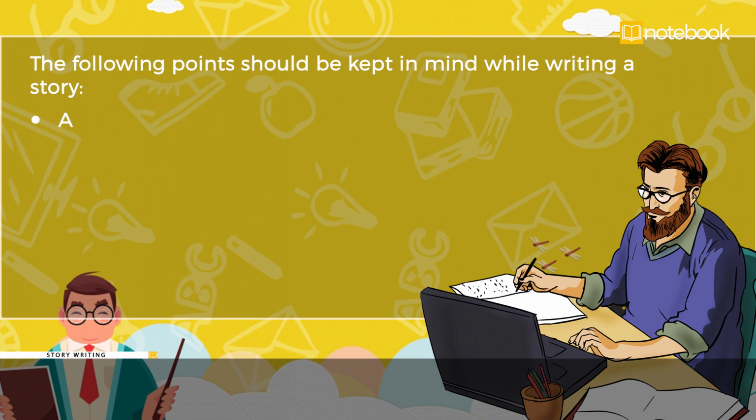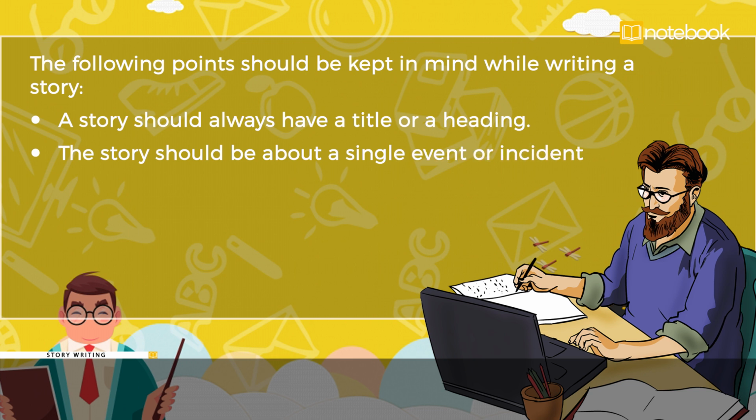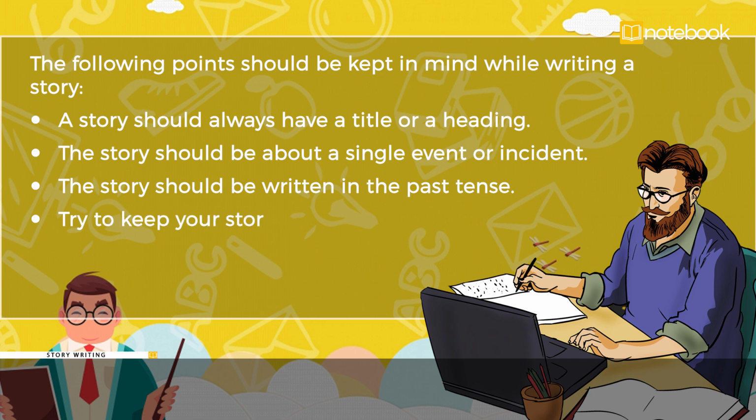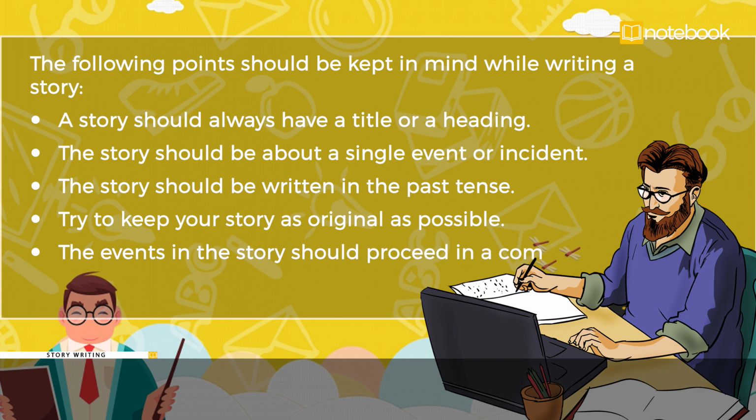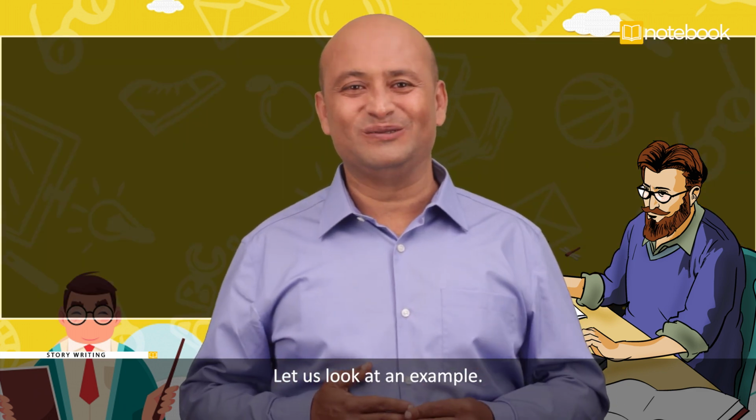A story should always have a title or a heading. The story should be about a single event or incident. The story should be written in the past tense. Try to keep your story as original as possible. The events in the story should proceed in a compact manner. Let us look at an example.